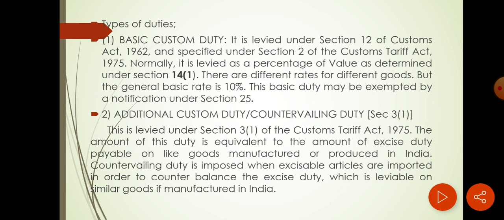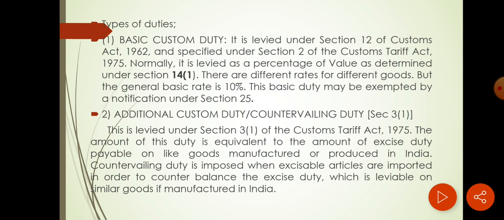The second type of duty is additional customs duty or countervailing duty. It is given under section 3 subsection 1. It is levied under section 3 subsection 1 of the Customs Tariff Act of 1975, and this is the second duty, in addition to the basic customs duty. It is equal to the amount of the excise duty that is payable on the goods manufactured or produced in India.